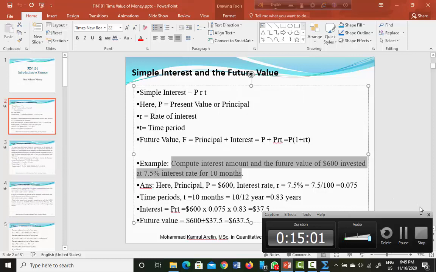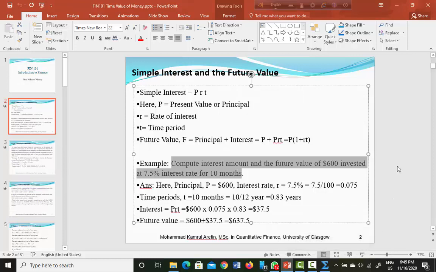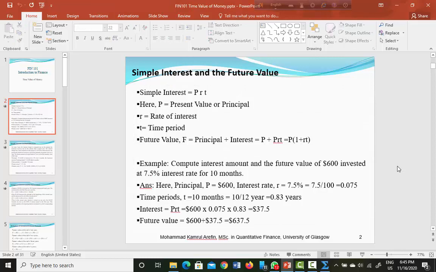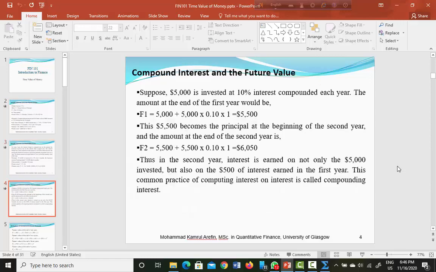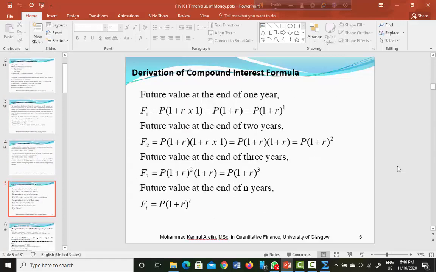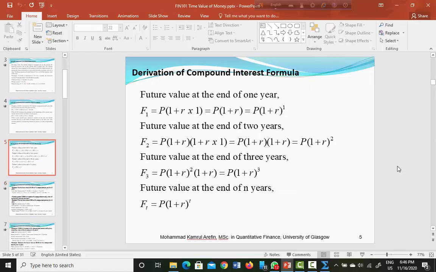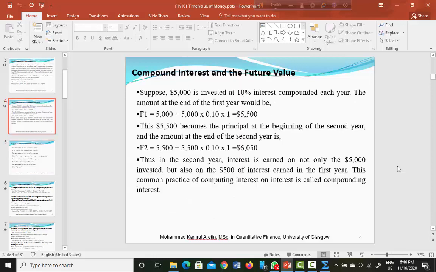But in real life, you may not get simple interest quite often, because in most of the cases, banks and other financial institutions use compound interest. So in this course we will mainly focus our discussion on compound interest, not simple interest. So let's move to compound interest. There is some derivation of the compound interest formula, so I'm going to show you this derivation here.